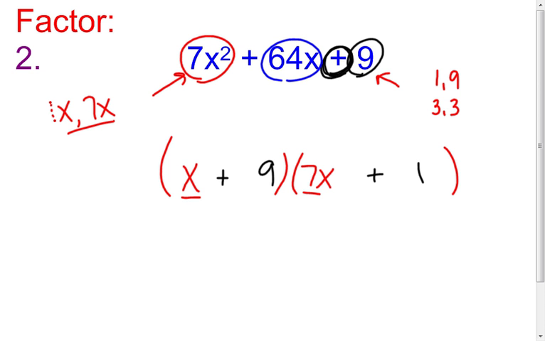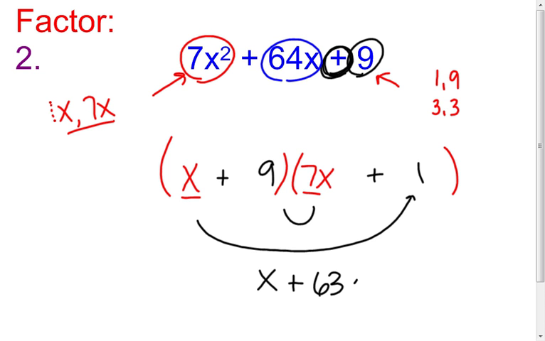I know that 9 times 1 is still 9, so my backs are still okay, but I need to check that middle, and the way you get your middle again is combining your outsides and your insides. So my outsides is 1x, my insides is 63x, 9 times 7x is 63x. x plus 63x does make 64x in the middle, and that's what I need to get right here, 64x.